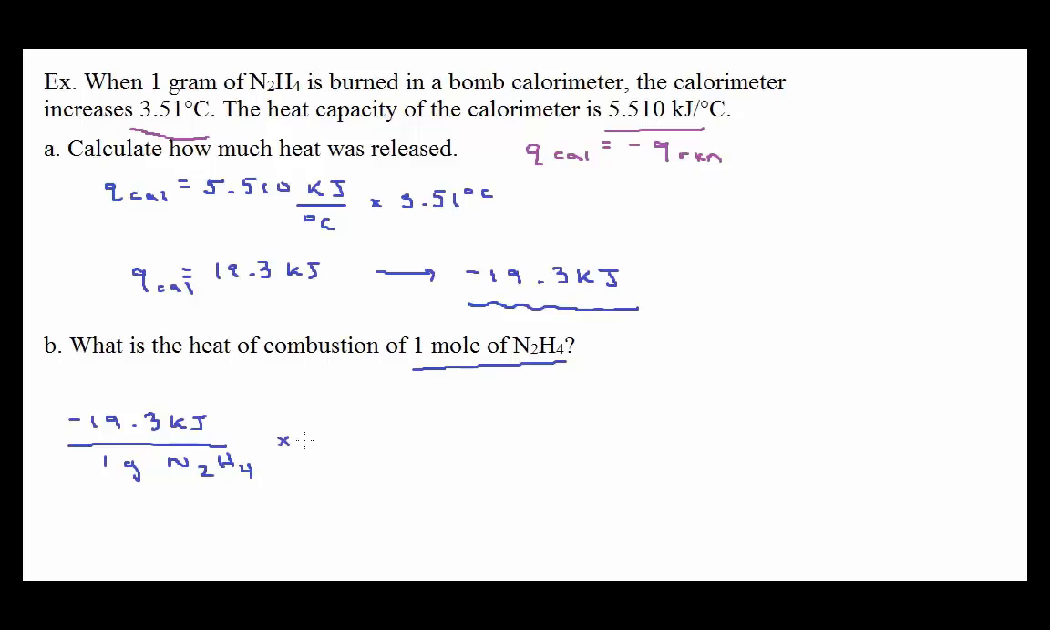Therefore, to calculate how many kilojoules per mole, I need to put moles on bottom, and I'm going to put the molar mass up top, which is 32.052 grams. And that allows me to determine the heat of combustion, which is kilojoules per mole. And what I get once I multiply is negative 619 kilojoules per mole of N2H4.